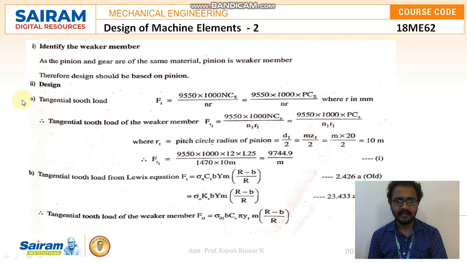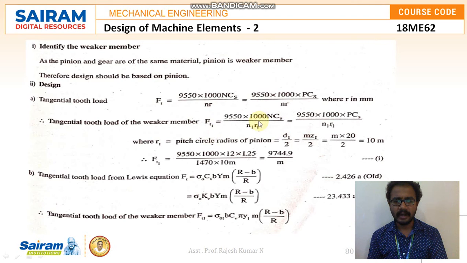First we'll start with the designing step, where we initially find the tangential tooth load. The formula is Ft equal to 9550 into 1000 into power into service factor divided by speed into R. Since we are doing it for the pinion, it is N1 R1. The service factor, which is given in the question itself, is 1.25.